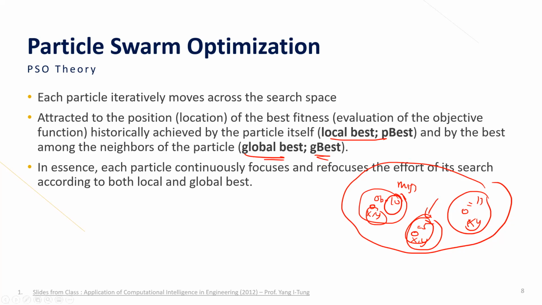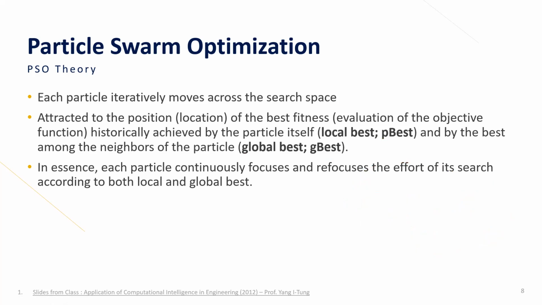So basically, in PSO, every particle will continuously move in or out of the searching space to find the best position according to their local best and global best. Those are the way they choose which direction to go after this iteration. Something like that.